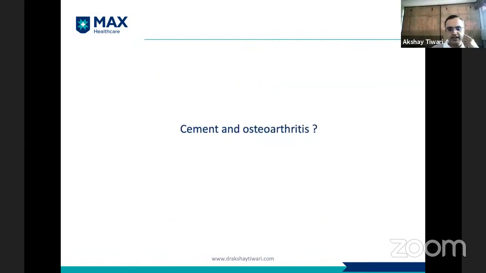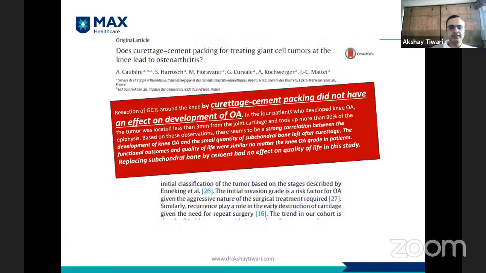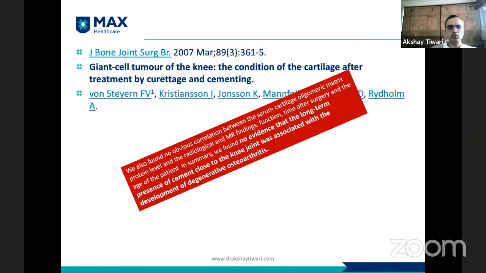So what about osteoarthritis? The main disadvantage of cement that has been proposed is the development of osteoarthritis, probably resulting from thermal damage to the subchondral bone. But again, there is more and more work pointing towards the fact that it's not generally the cement, but the disease causing damage to the subchondral bone, which actually leads to osteoarthritis. The initial invasion grade is the real risk factor. And this has been shown by not one, but many workers.